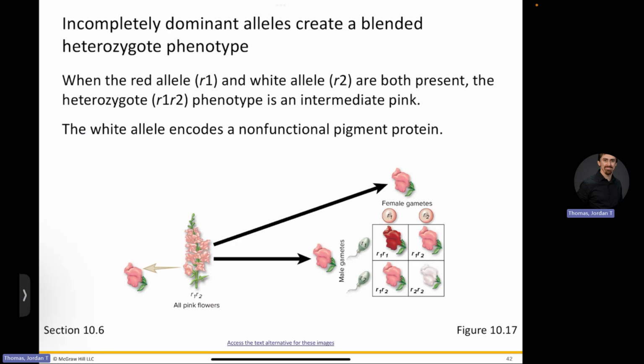Incomplete dominant alleles create a blended heterozygote phenotype, which is kind of what I talked about in the previous slide. When the red allele R1 and the white allele R2 are both present, the heterozygote's R1R2 phenotype is an intermediate pink. The white allele encodes for a non-functional pigment protein. So again, the red allele R1 and the white allele R2 are not dominant to each other. So their phenotypes mix, creating incomplete dominance and an intermediate, blended phenotype. And that's only in heterozygotes, though.